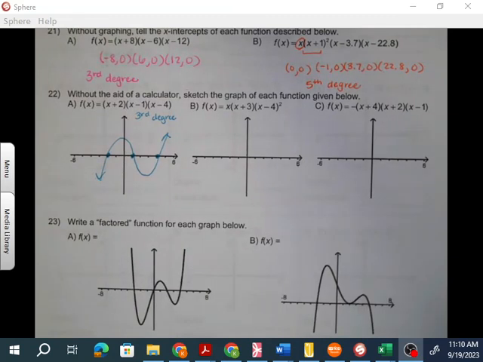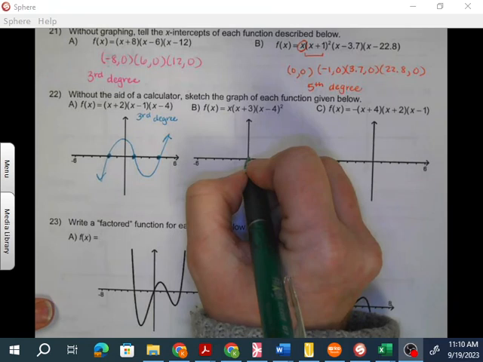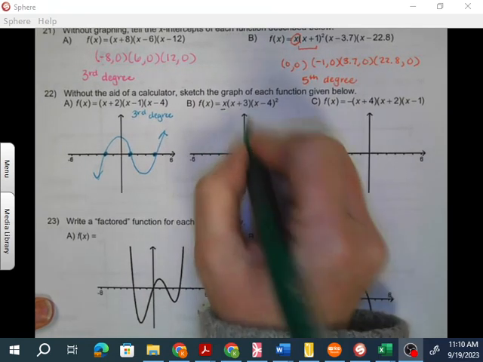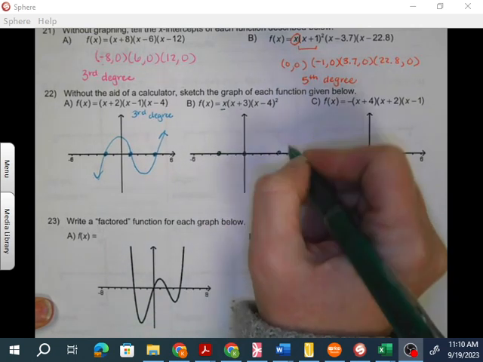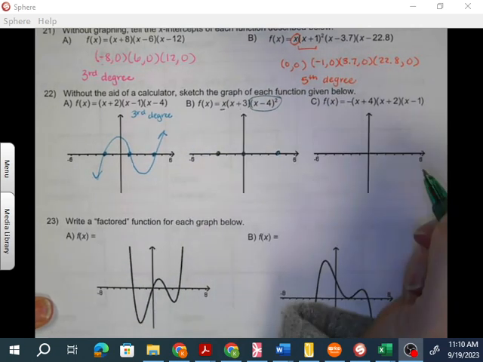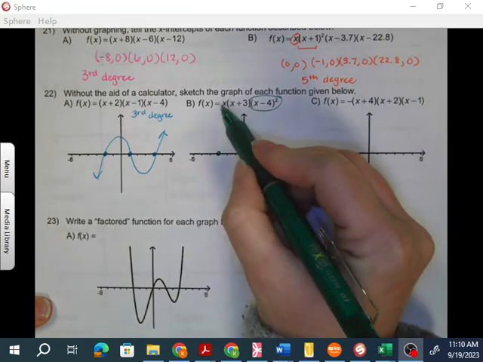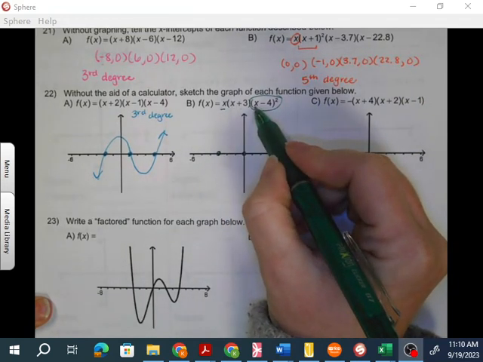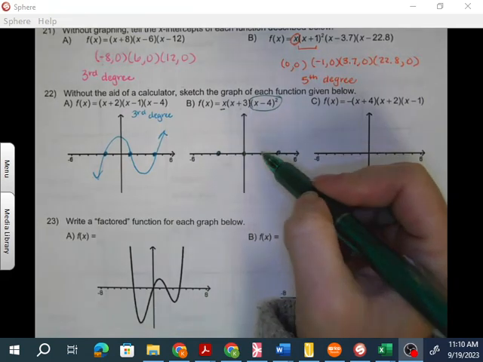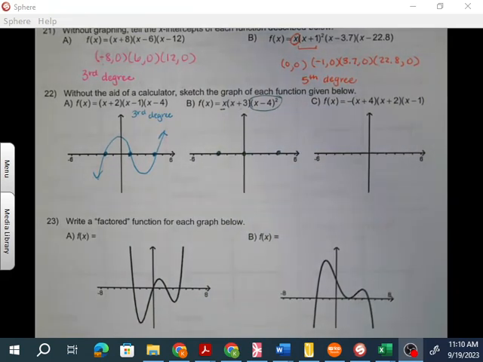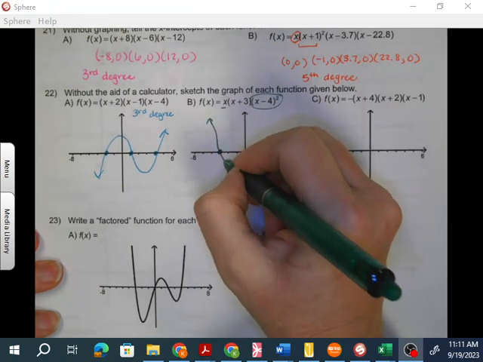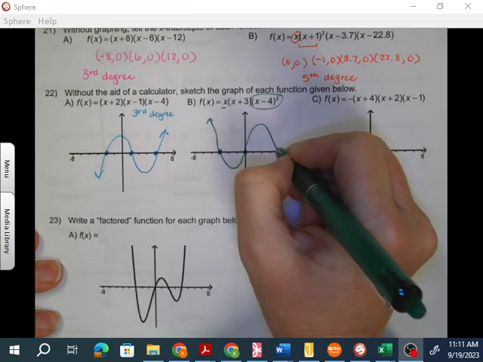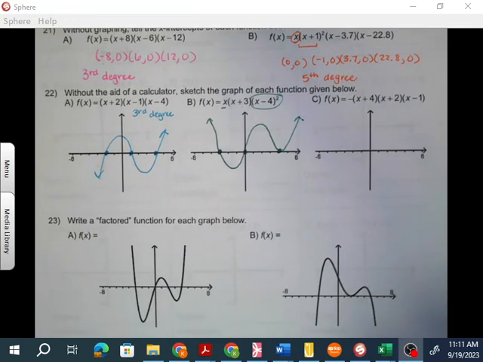All right, on B, I should be passing through 0, 0 because of this x in the front, -3, and +4. And at +4, it should bounce. This is 1, 2, 3, 4. So my degree is 4, which means both of my arrowheads should be doing the same thing. And because it's positive, they're both going up. So that means it starts up, goes through here, here, bounces here, and goes up. Should look something like that.